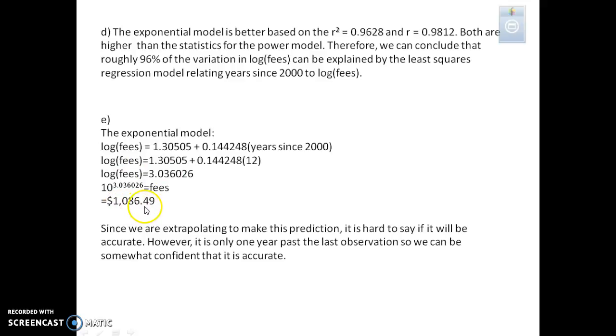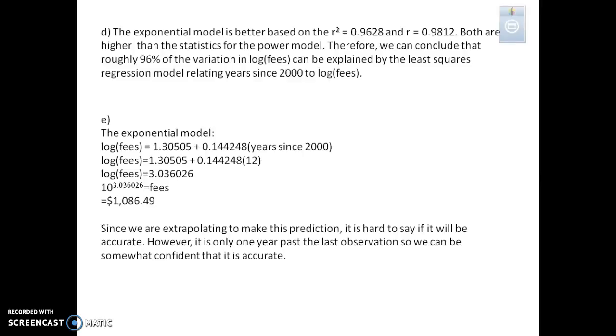So I get 1086.49. Now, I think Pardee also asked, is this going to be a good prediction? Is it too high, too low, or just about right? Well, we are extrapolating because our data was from 2004 to 2011, so we're going beyond that given data set. It is called extrapolation, and it's hard to say if the model will continue to make good predictions outside the original data. However, it's only 1 year past the last observation, so we can be somewhat confident that it is accurate. We think we'll see that same pattern continuing, but you can't ever be certain because it is extrapolation.